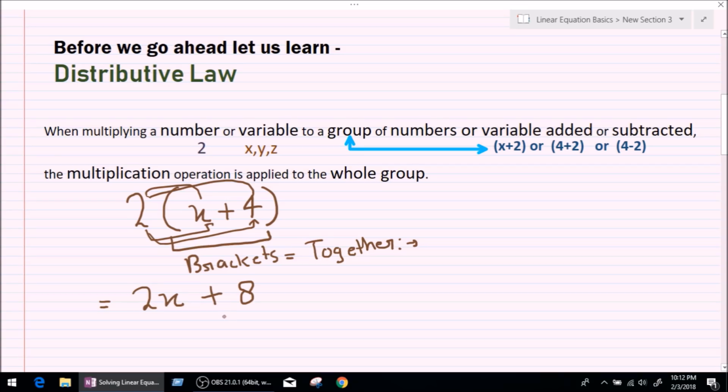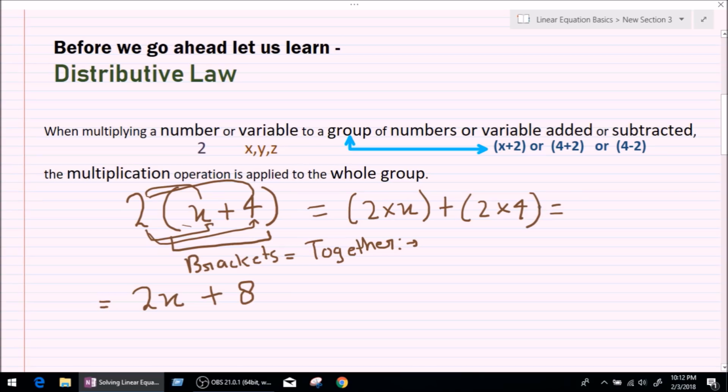This is the distributive law of mathematics: whenever you multiply a number to a group of numbers added or subtracted together, the operation is applied to every member of the group. In this case, x and 4. That's why we can write 2 multiply x, and there's a plus sign, 2 multiply 4.